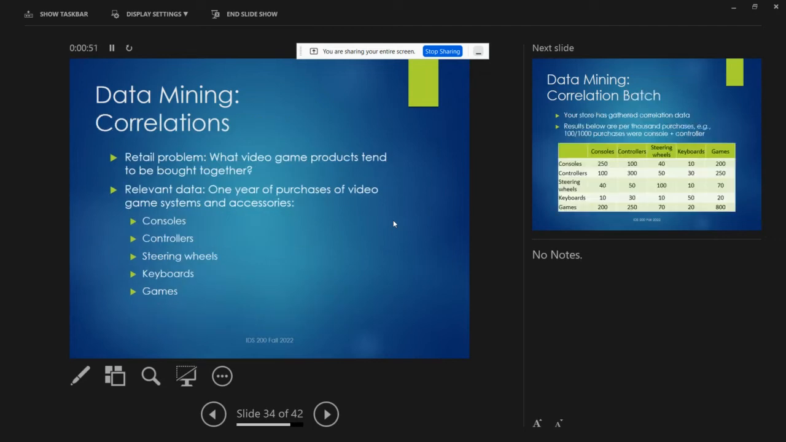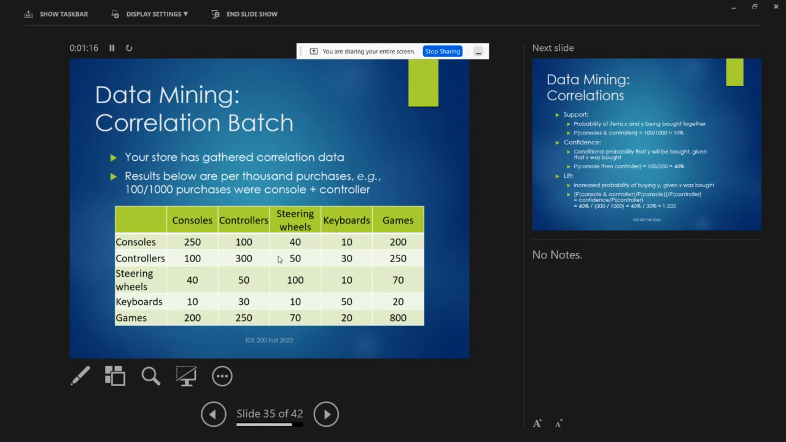Okay. Second one, correlations. So suppose you're a retailer for video games, right? You're a GameStop or something, and you want to look into what video game products tend to be bought together. So you have as your relevant data the prior year's purchases of video game systems and accessories. So things like consoles, controllers, steering wheels, keyboards, games, whatever. And you present the data in batches of 1,000, so the number of people who bought per 1,000 transactions.